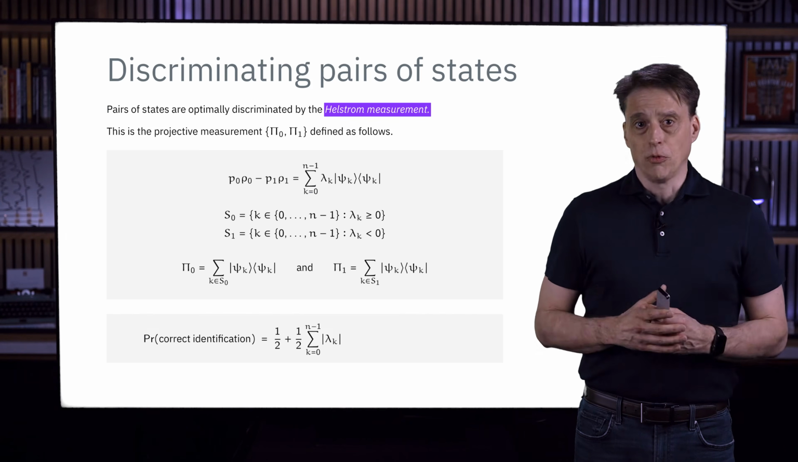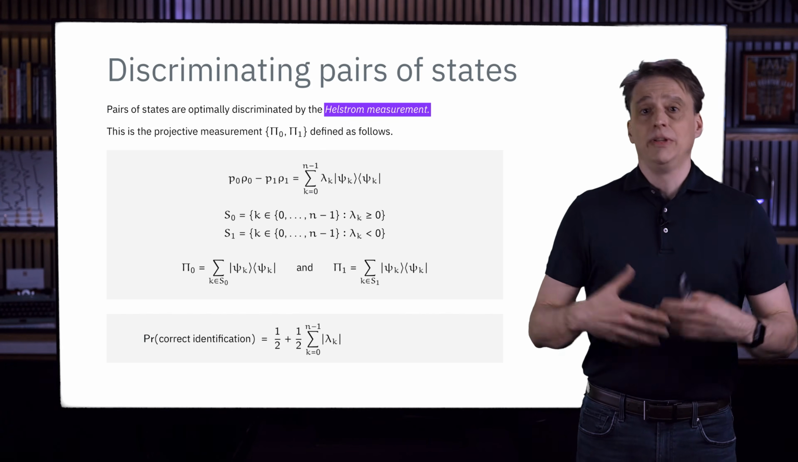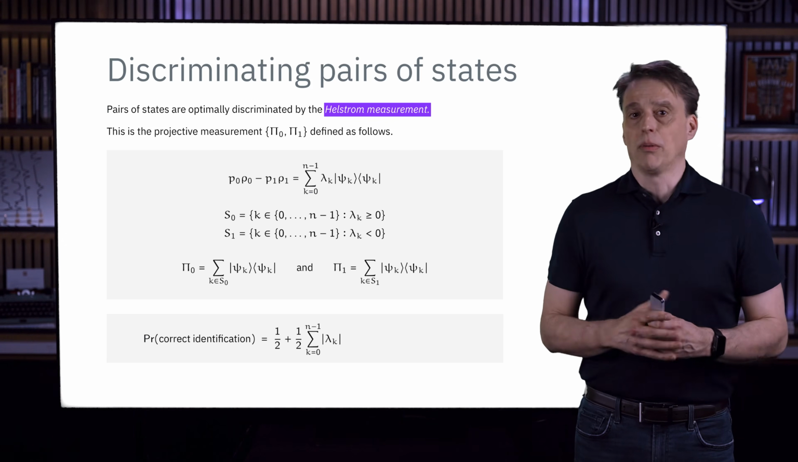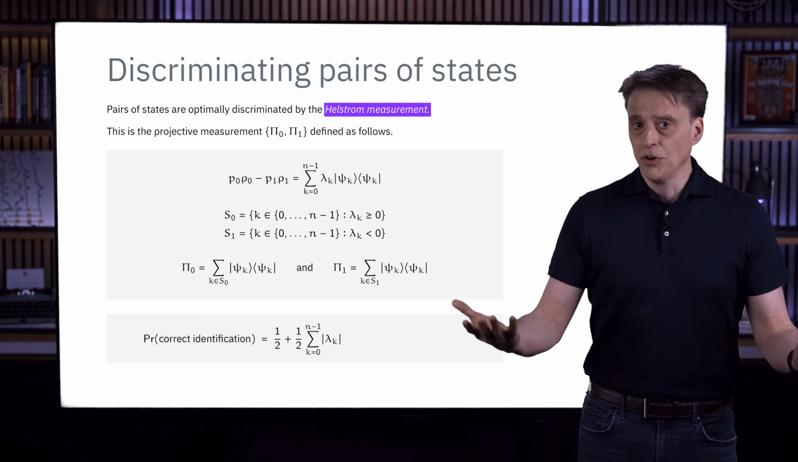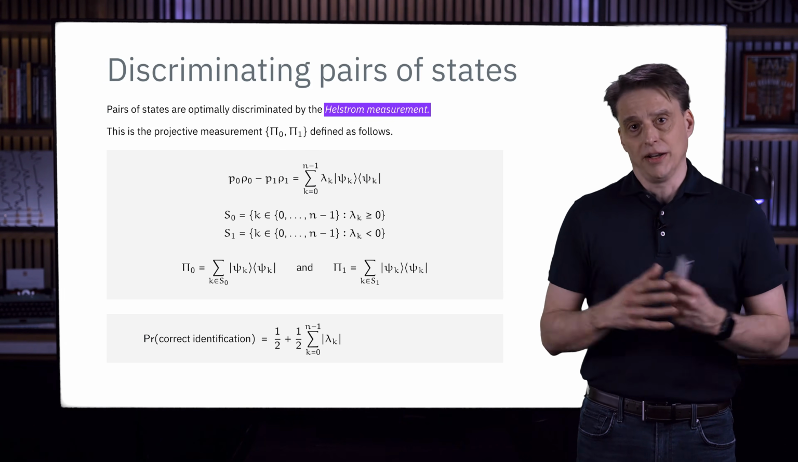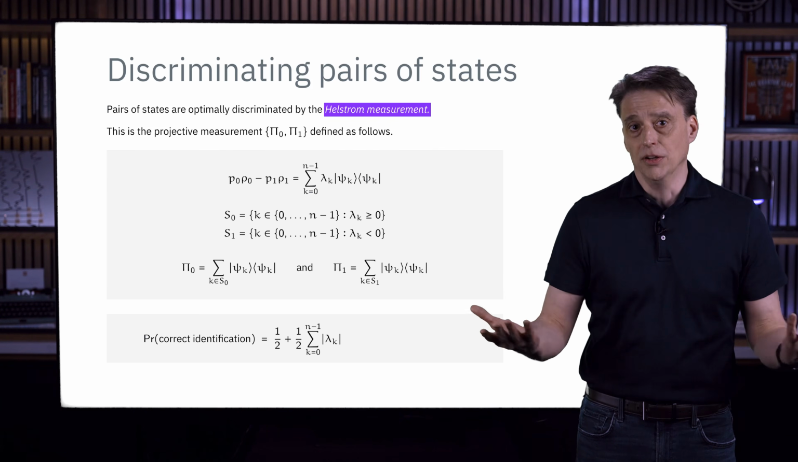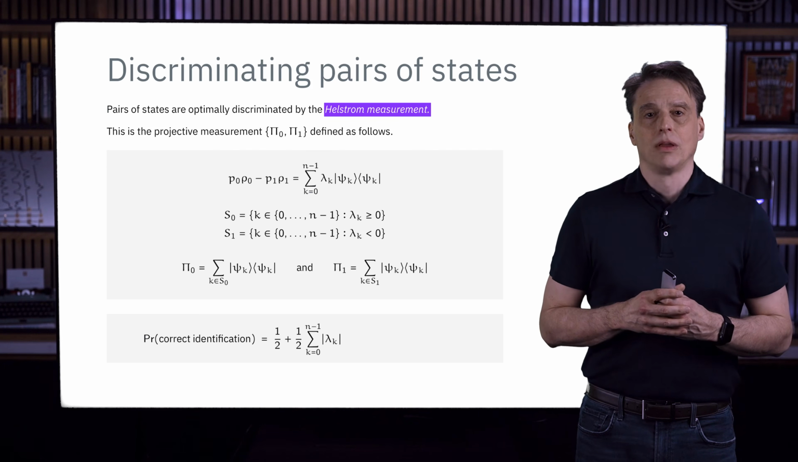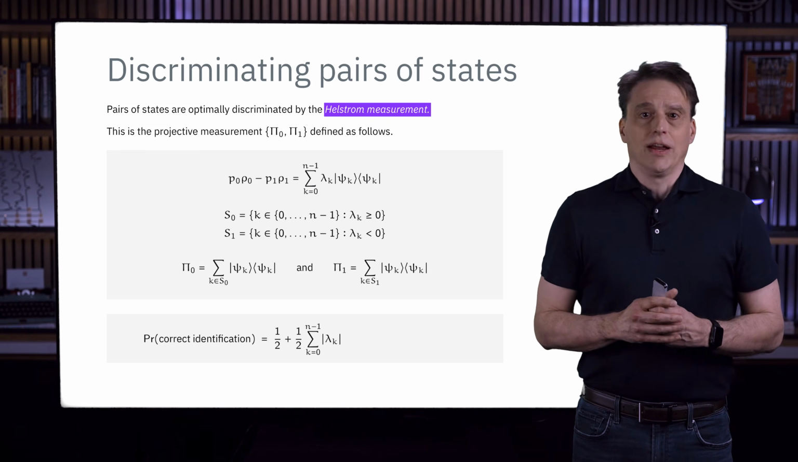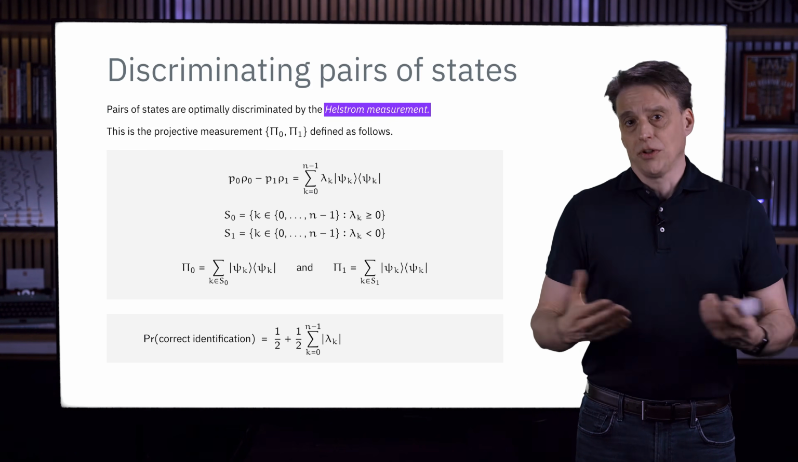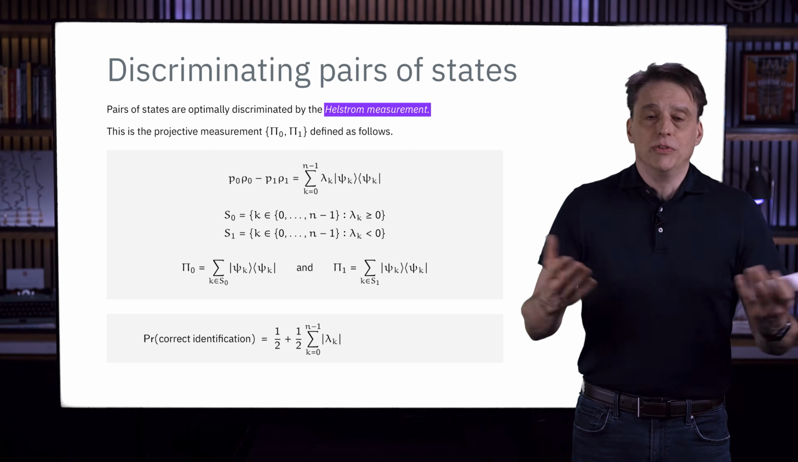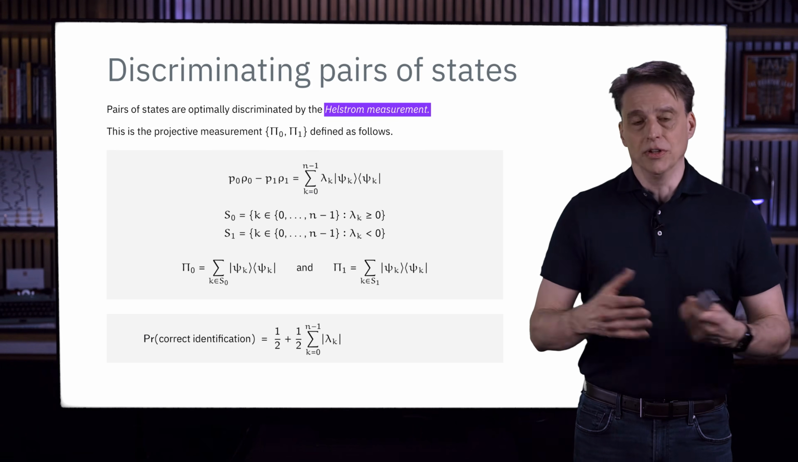If this measurement is performed in the situation at hand, meaning that the state being measured is rho 0 with probability p0 and rho 1 with probability p1, then it turns out that the probability of a correct identification has a pretty simple formula in terms of the eigenvalues lambda 0 through lambda n-1. I won't go through the details of the calculation in this video. You can consult the written content linked in the video description if you're interested, or see if you can convince yourself that this formula is indeed correct.